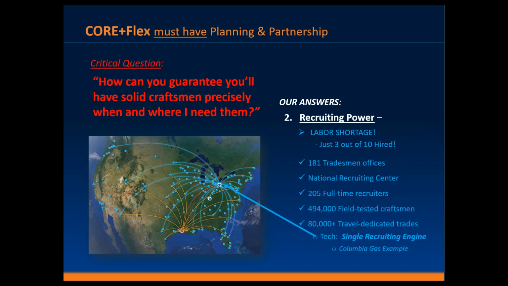The other way contractors can feel confident using CORE+Flex, using contract skilled labor, is really working with a company who has recruiting power. We all know the labor shortage. I mentioned earlier that the phone calls from job seekers to our offices have been cut in half, particularly right now because of COVID. So you need to have a partner that's going to be able to supplement your internal recruiting operations. And you need someone such as Tradesmen, who has 181 offices across the country.